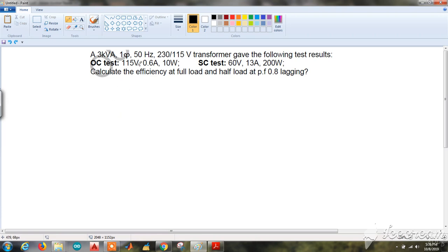A 3 kVA single phase 50 Hz 230 by 115 volts transformer gave the following test results. That is, in OC test: 115 volts, 0.6 ampere and 10 watts. And similarly in SC test: 60 volts, 13 amperes and 200 watts. Calculate the efficiency at full load and the half load at power factor 0.8 lagging.